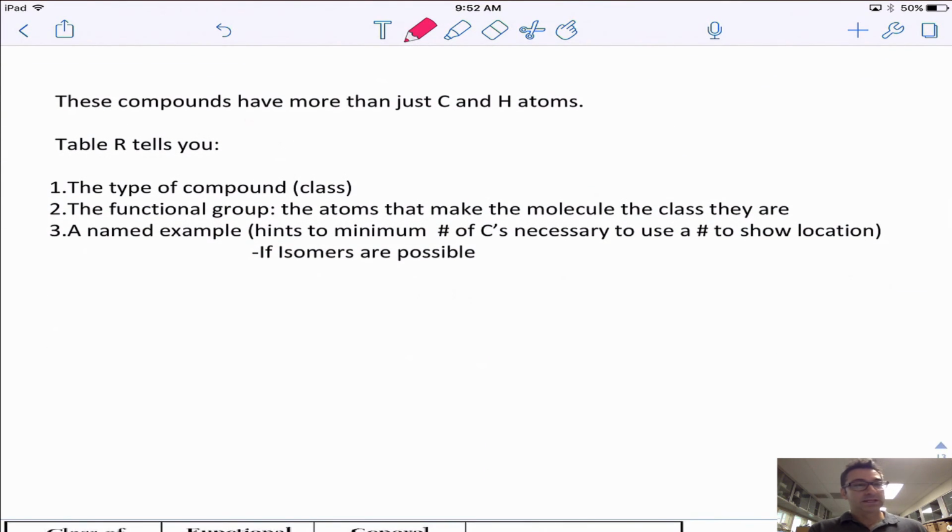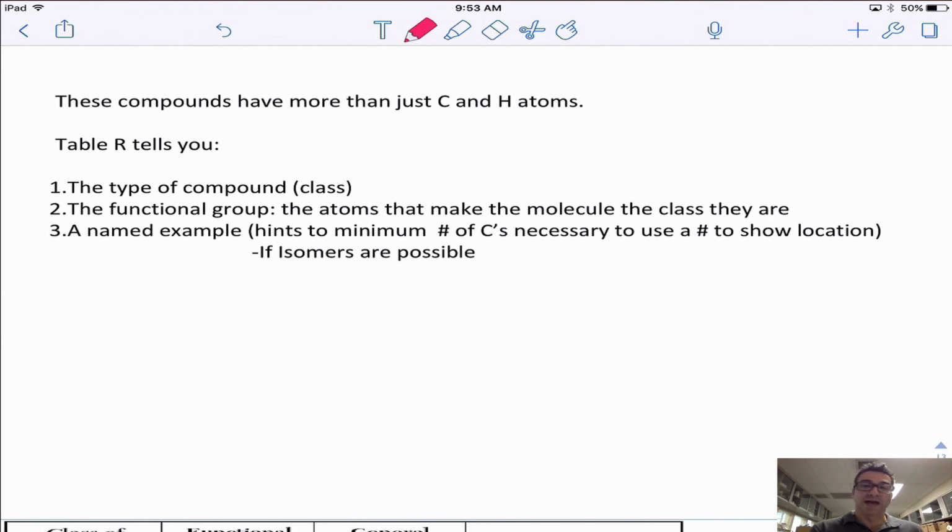Alright, so let's talk a little bit about table R. These compounds are sort of an add-on to what we've studied in hydrocarbons. They have more than just the carbon and hydrogen atoms that we saw in table Q. Now, table R is actually a really good reference table. It's pretty remarkable the amount of information that they give you if you know where to look for it. First of all, they tell you the type of compound. They tell you the functional group, that's the atoms that make the molecule, what class they are.